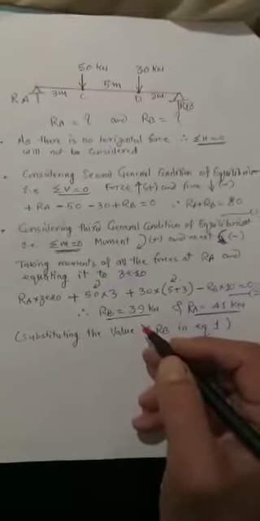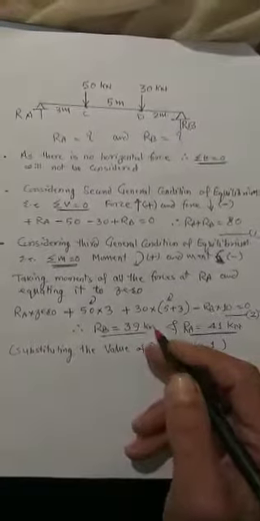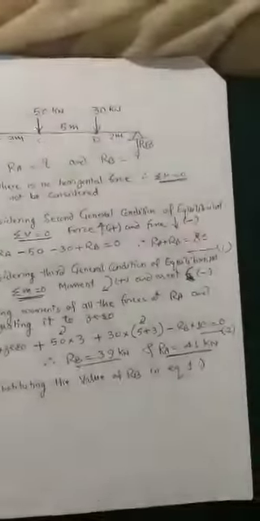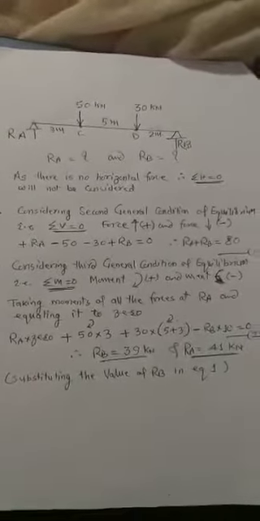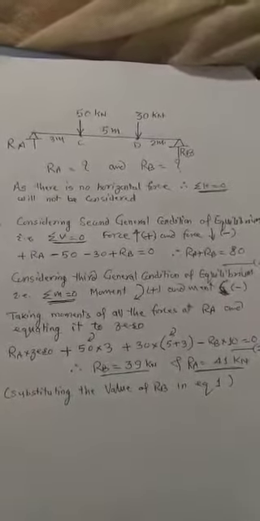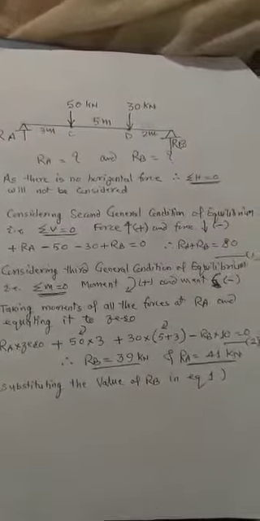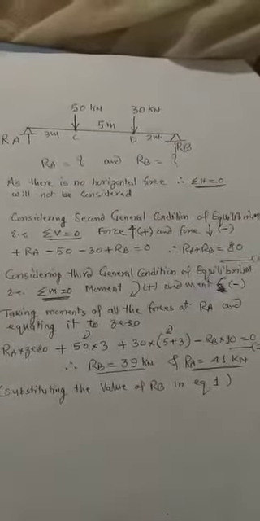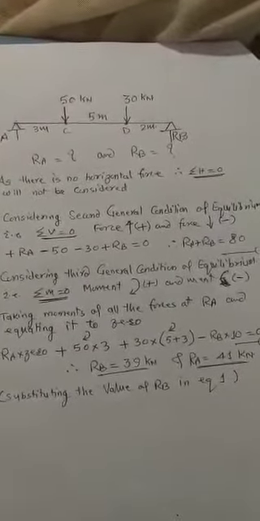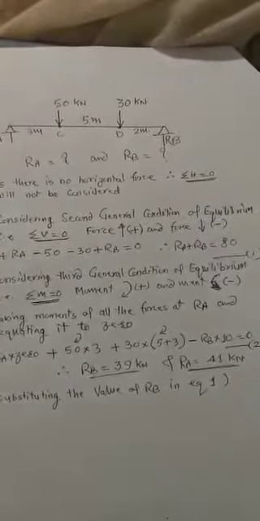This way we can find the reactions Ra and Rb. Here there is no need to make a free body diagram, no question of finding any angle, but it is a question of the algebraic sum of all the horizontal, vertical as well as moment summations equal to 0, because the whole structure is in equilibrium. We'll try to solve a few more problems.